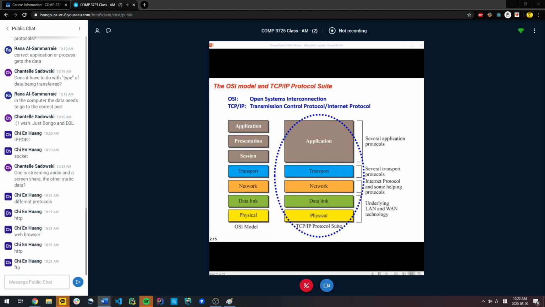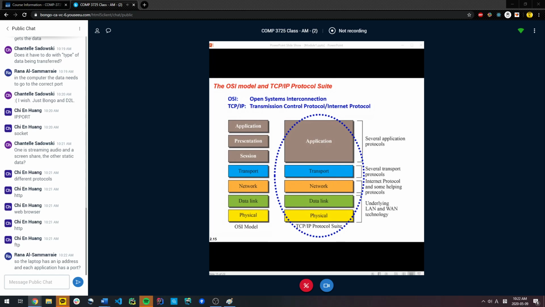To recap, the physical and the data link layer allow communication within a single network. The network and transport layer allow for communication across networks, and at the same time leading on to the correct application that's actually asking for that data. And the application layer is the actual protocol that defines the message exchange between the processes.